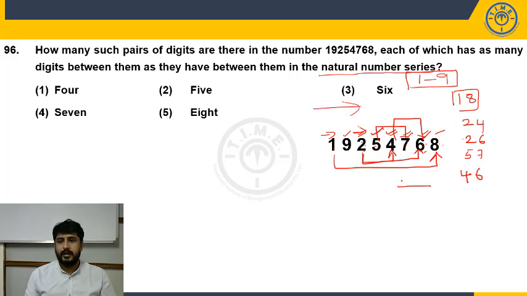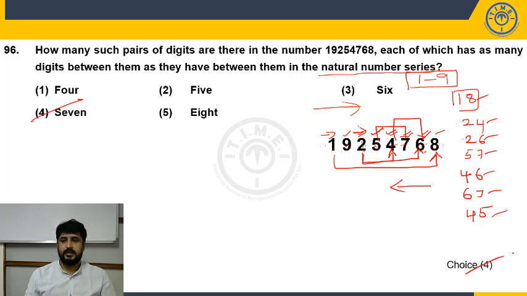Let's check it in the backward direction too. 8, 9. No. 6, 7. Yes. Matching. 6, 7, 8, 9. No. 7, 8, 9. No. 4, 5. Yes. Matching. 4, 5, 6, 7, 8, no. 5, 6, 7, 8, no. 2, 3, 4, no. 9, no. That's it. So how many are there? 1, 2, 3, 4, 5, 6, 7. Choice 4. There are 7 pairs.